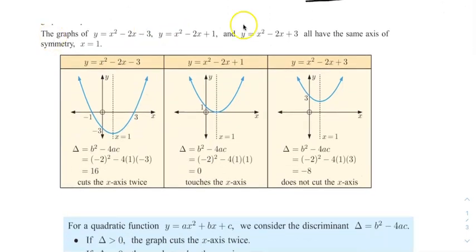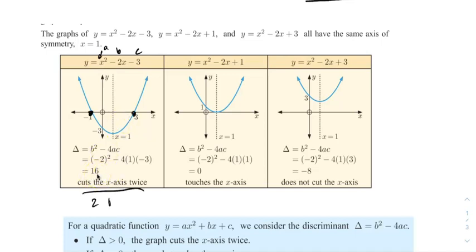We'll look at these three graphs. They all have the same axis of symmetry at x equals 1. So the first one is y equals x squared minus 2x minus 3. They all have the same axis of symmetry, but they have different discriminants. So the discriminant is b squared minus 4ac. It is in your formula sheet. We're going to sub in: a is 1, b is negative 2, and c is negative 3. In this case, we get a positive, and on the graph we have two x-intercepts, here and here. So positive value, two x-intercepts.